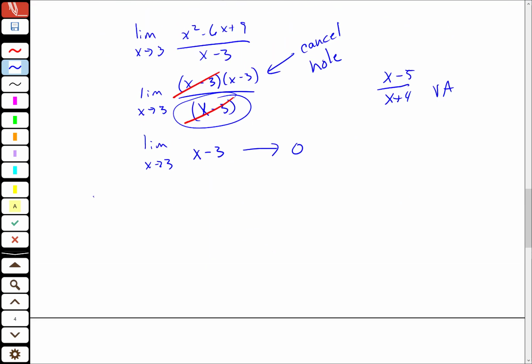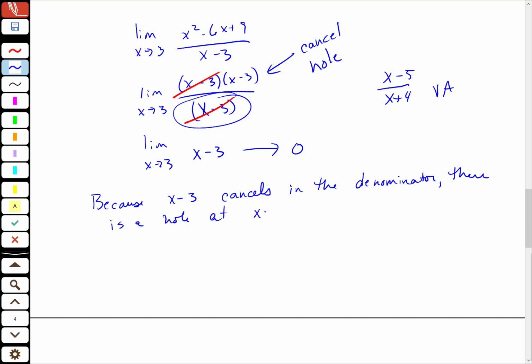So because the factor x minus 3 cancels in the denominator, there's a hole at x equals 3 and y equals 0, where this limit that you found is the y value. Okay? So I hope this helps as you're working on your homework over the weekend or on Monday to just kind of figure out what's going on with these problems.